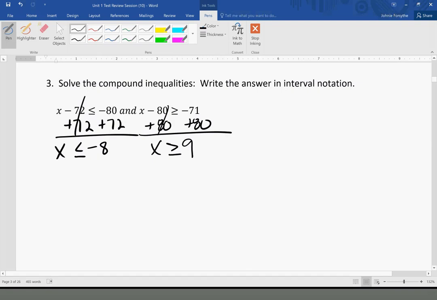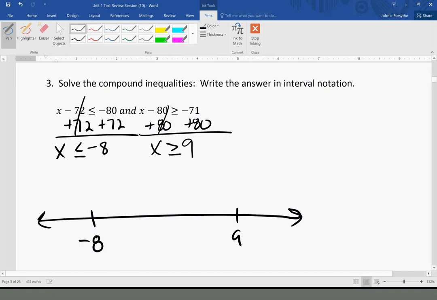Those are the solutions, but we want to write the answer in interval notation. So we're going to put these two on one number line. I have negative 8, and then I have 9. Let's use some colors. X is less than or equal to negative 8. So we have negative 8 here. It's less than or equal to, and since it's equal to, we're going to use a bracket. All the values less than negative 8 are to the left.